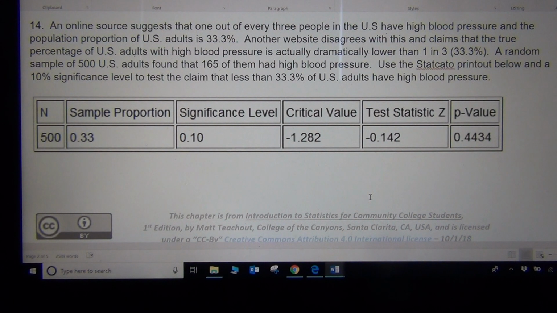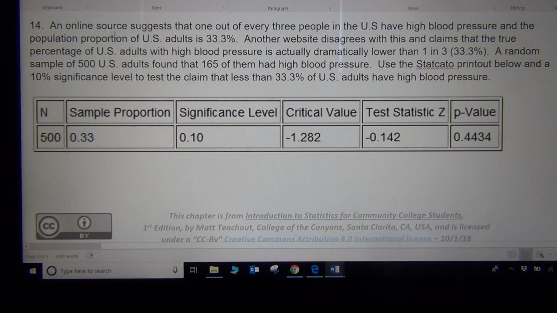So again, this is a section where we're starting to put together a one population hypothesis test. We've been going over one population proportion and one population mean tests in this chapter. So this looks like a one population proportion test. Notice we're talking about one single percentage, it looks like. So let's read the question and see if we can go ahead and do this.